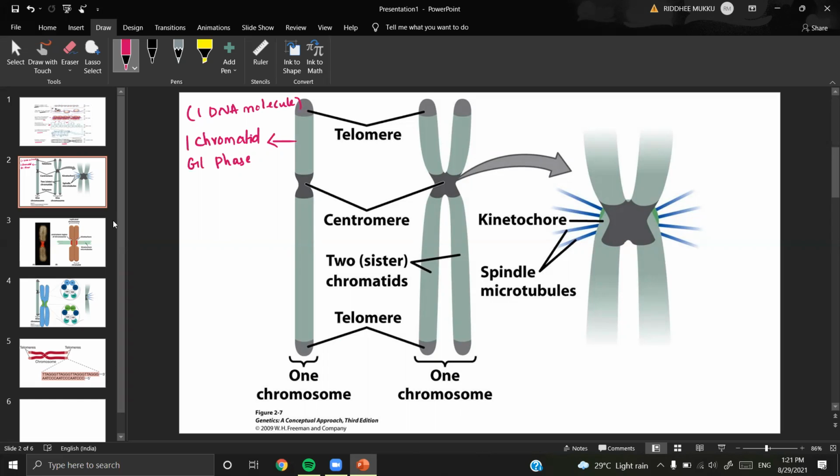But during the end of the S phase, the synthesis phase of the cell cycle, or during the G2 phase, the DNA replicates and the amount of DNA gets duplicated, forming two identical DNA molecules. Due to this, the chromosome now develops two chromatid arms during the end of S phase or the G2 phase. So these arms are nothing but the chromatids.